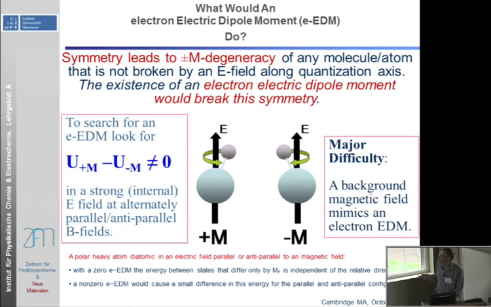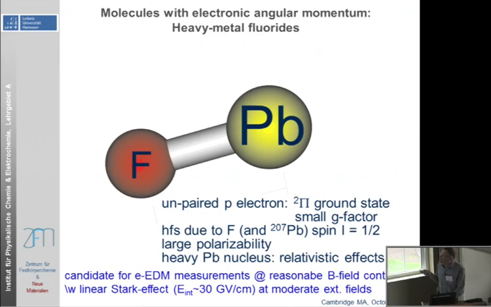The major difficulty here, which might in the end be our advantage, is that this measurement is poisoned by background magnetic fields. So you have to really take care of stray fields and have that under control. Otherwise, it would mimic a false electron electric dipole moment. So you have to be really, really careful with your setup.